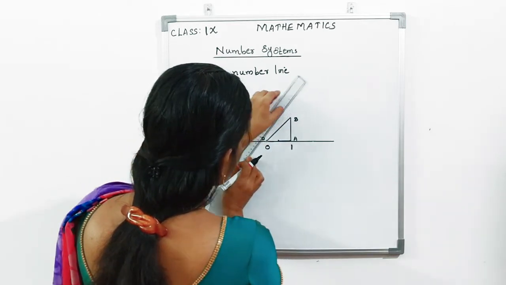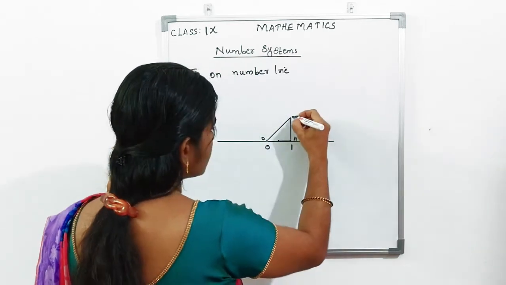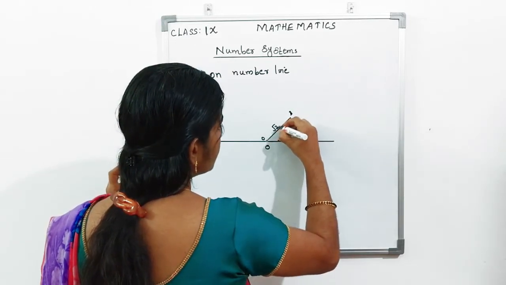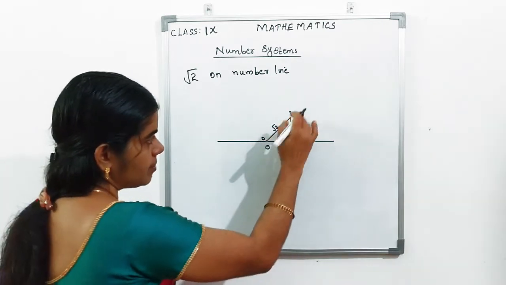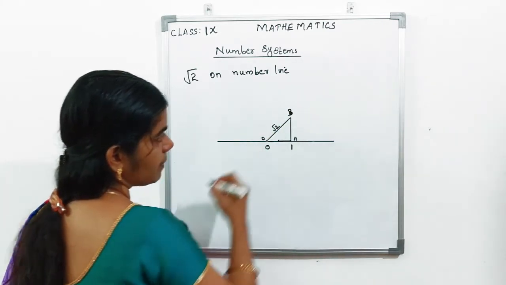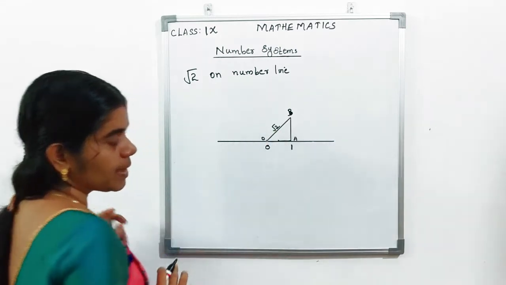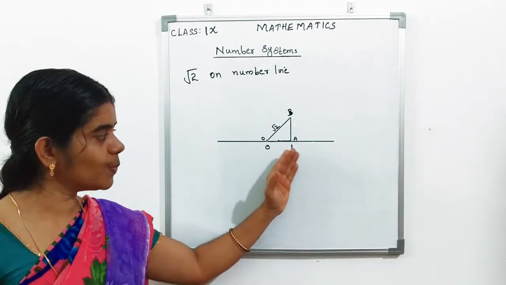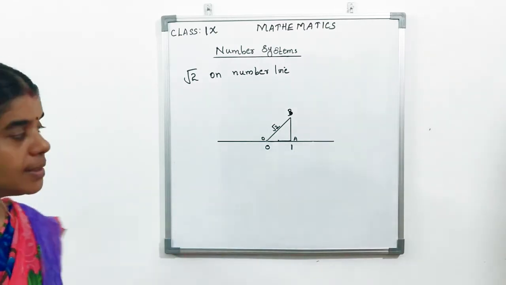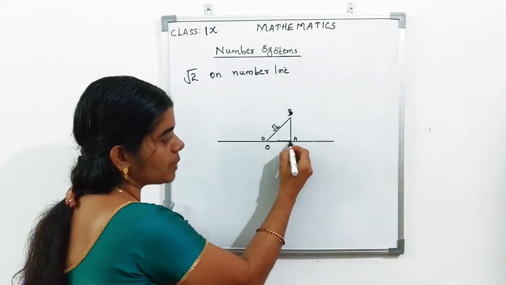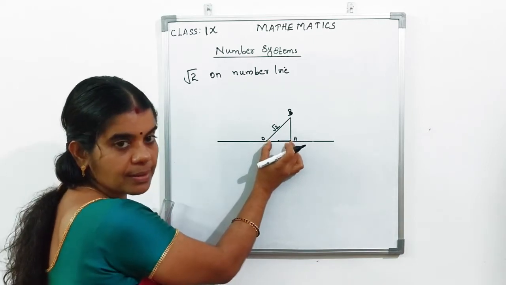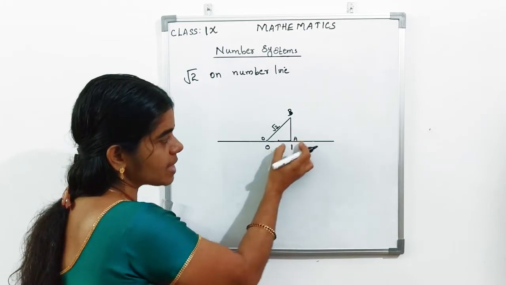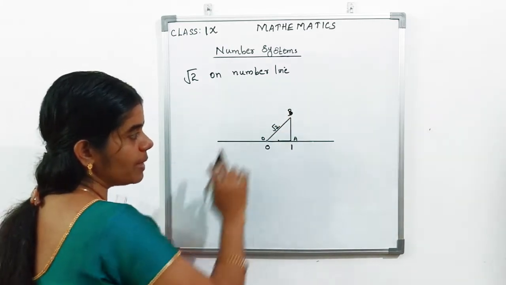Thus you want to mark. This will be the point OB, this will be our root 2. Once again, I am marking B. Just look here. First you want to draw a number line and mark 0, 1, 2 like that. Here the distance you take will be our unit distance. OA is equal to AB and join OB.